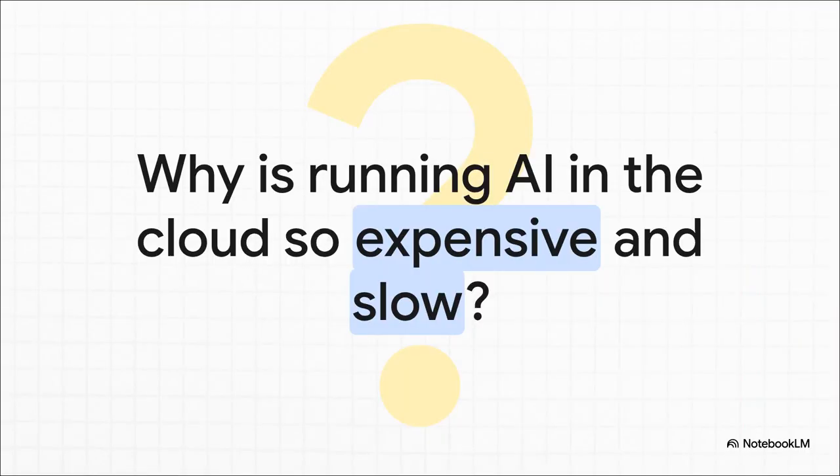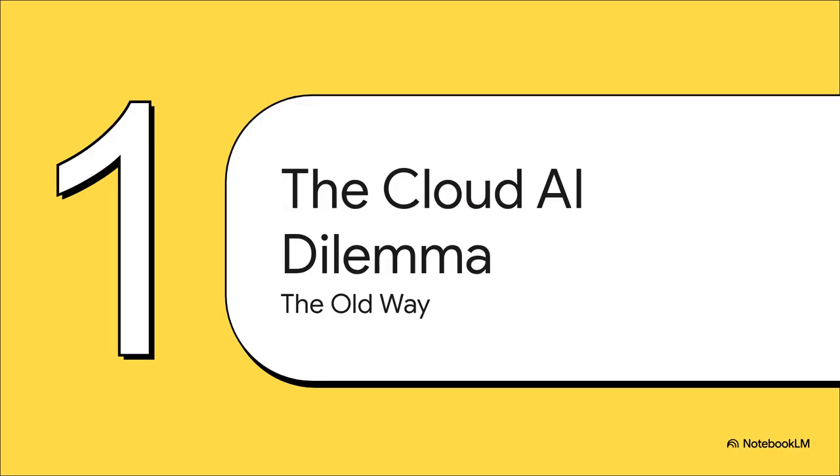This is the big question we're tackling today. Why is using these amazing, super powerful AI tools in the cloud so often a slow and expensive experience? You'd think the cloud would be all about efficiency, right? Well, it turns out the answer is all about how these things were originally built. All right, so to really appreciate the solution, we first have to get our heads around the problem. We're going to start by looking at what you might call the old way of doing things, an architecture that creates a massive dilemma for pretty much everyone involved.